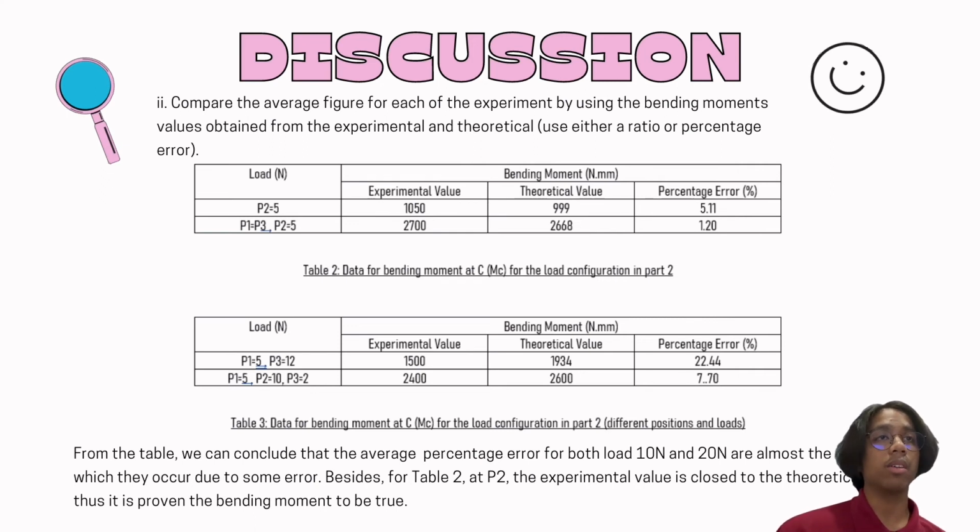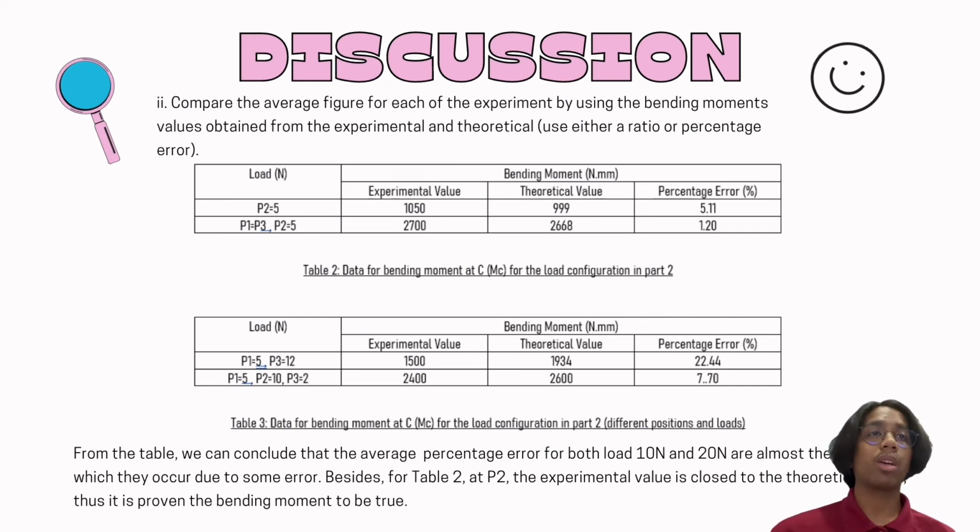As you can see, the difference between the 1500 experimental value that we get and the theoretical value is quite large. Okay, for P1 equal to 5, P2 equal to 10 and P3 equal to 2, the experimental value that we get is 2500, while the theoretical value is 2600, and the percentage error that we obtain is 7.70%.